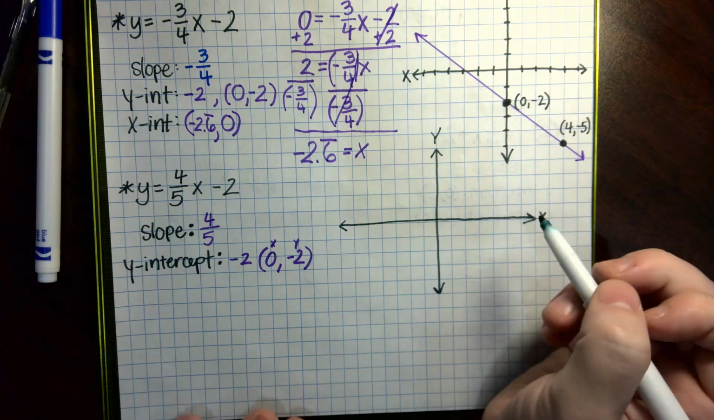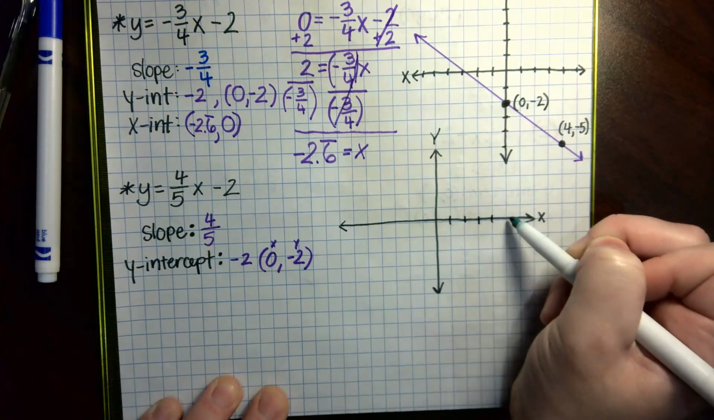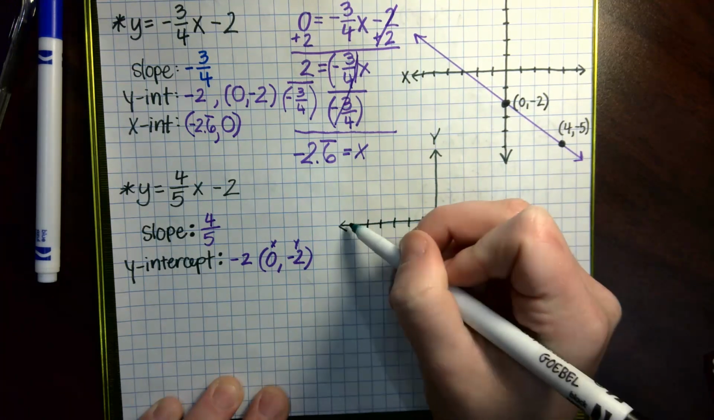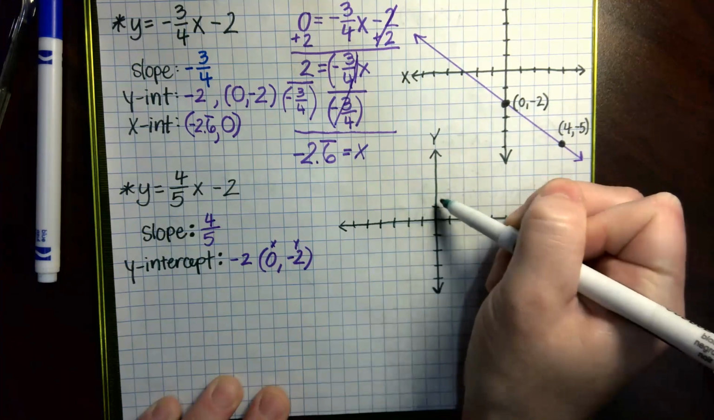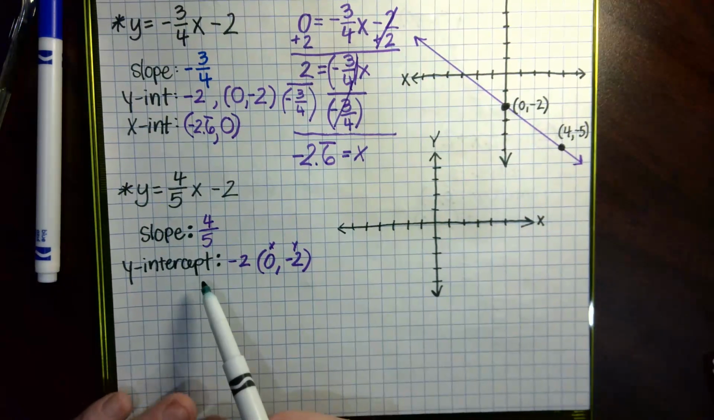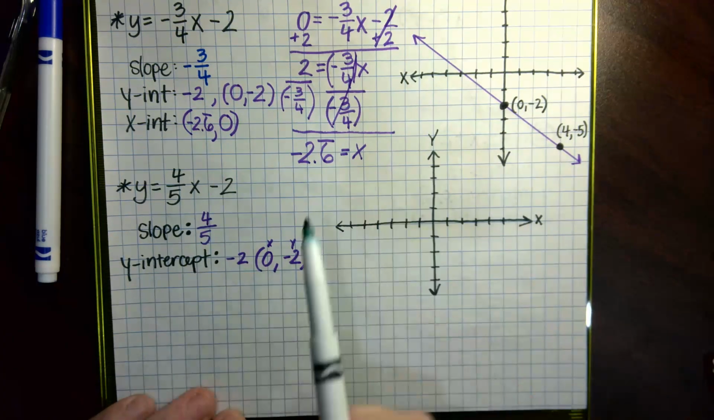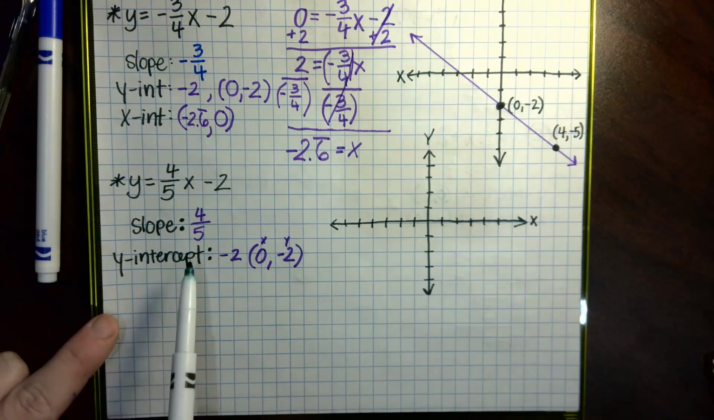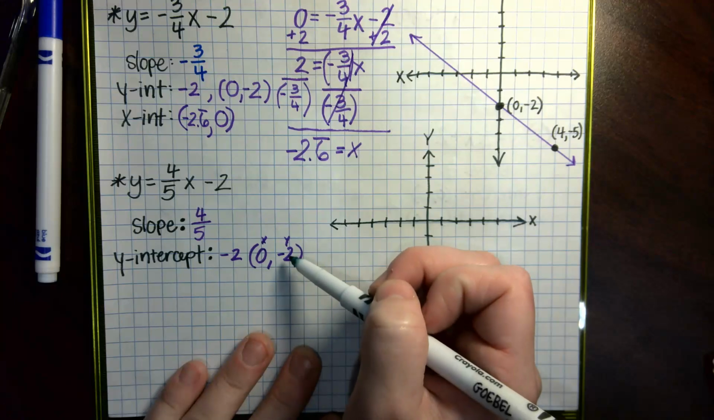What's the first thing we should do? Well, can we do a slope if we don't know where we're starting? Yeah, let's go ahead and start with our y-intercept so that we have a starting point, and then our slope can tell us where to go next. So maybe that's misleading that I wrote slope first, but we are going to look at our y-intercept first. So we have 0, negative 2.